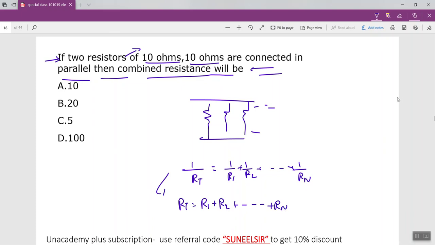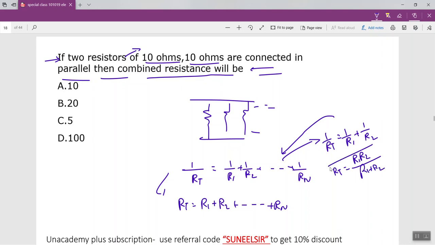Okay. But whenever we have two resistors in parallel, we can say 1 by R total is equal to 1 by R1 plus 1 by R2. So we can say R total is equal to R1 R2 by R1 plus R2. It is better to remember the direct formula: R total is equal to R1 R2 by R1 plus R2.